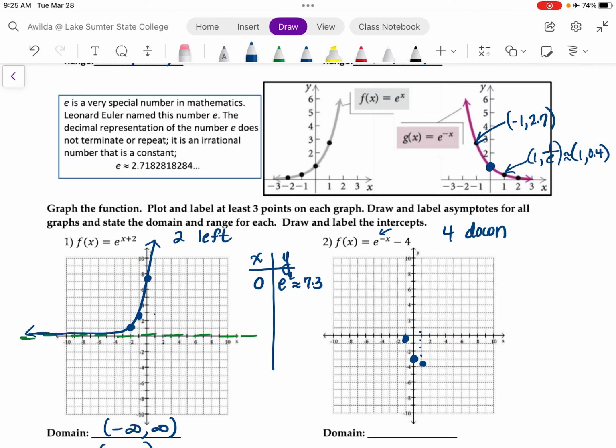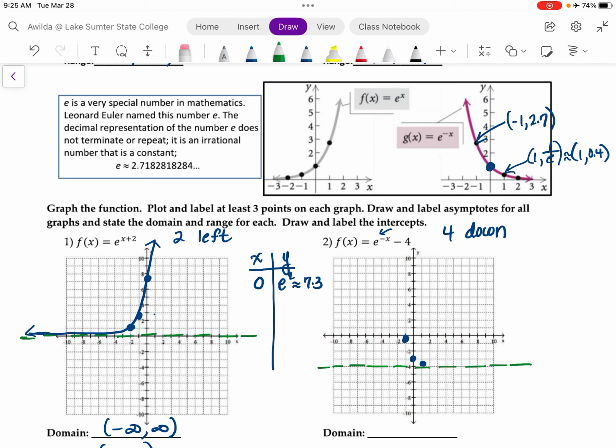So I think this is enough to get the shape of the graph, but what I want to do now is think about where that horizontal asymptote is going to be. So that horizontal asymptote started out at the x-axis at the line y equals 0, and we're shifting it 4 units down. So the new horizontal asymptote will be right here at y equals -4.